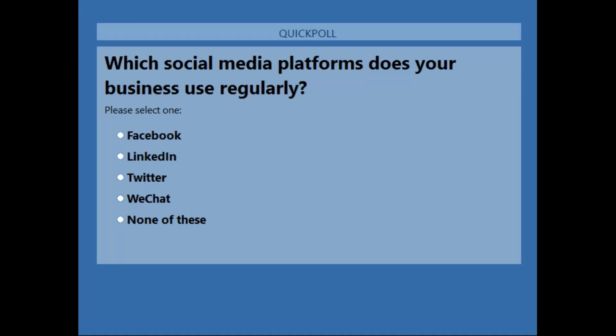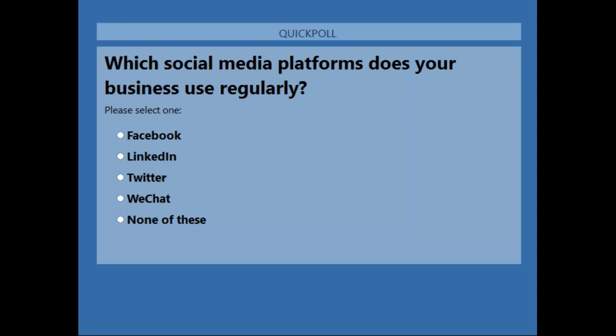The fourth and final poll is: which social media platforms does your business use regularly? Ines has been talking about some examples, and Susanna was talking about them as well. So Facebook, LinkedIn, Twitter, WeChat, none of these. These are all ones that we love. And what are we saying? Let me give you your feedback.